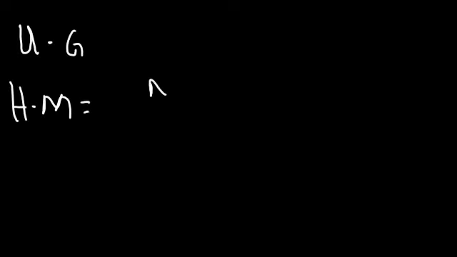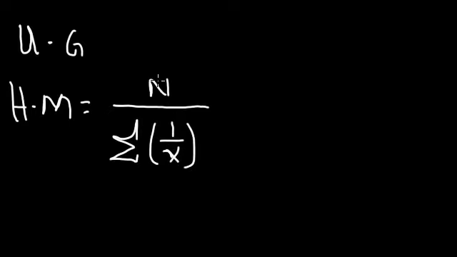For an ungrouped data, which I will write for short as UG, the harmonic mean HM is equal to n divided by the summation of 1 over x. You already know what n is as the quantity of the distribution, while x is the distribution or the corresponding distribution.